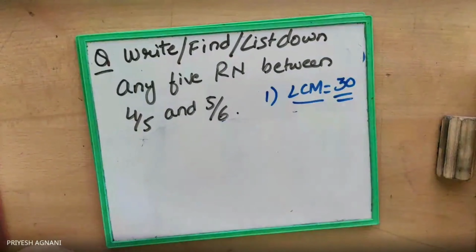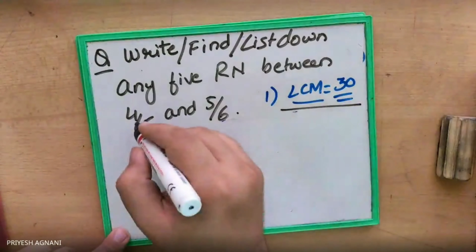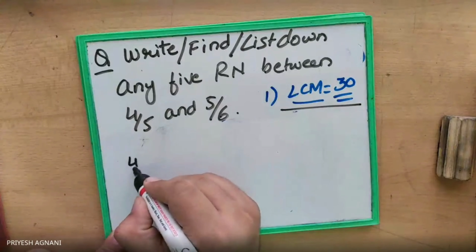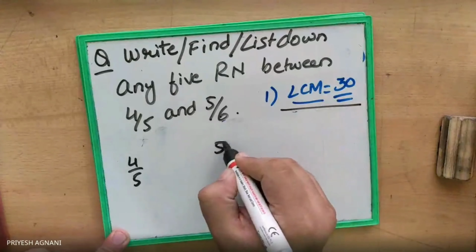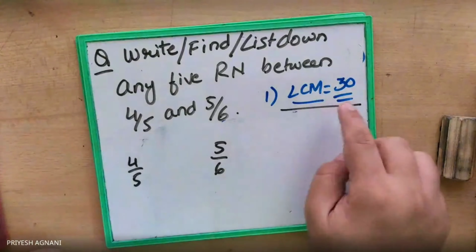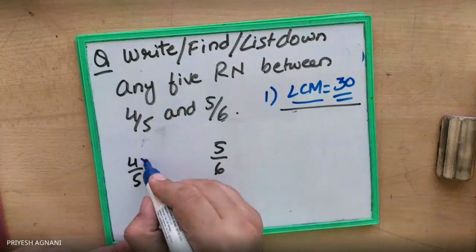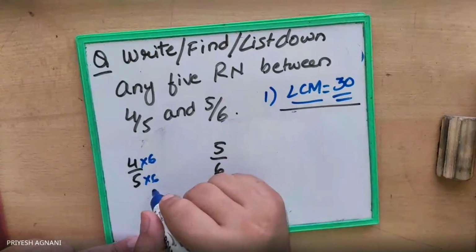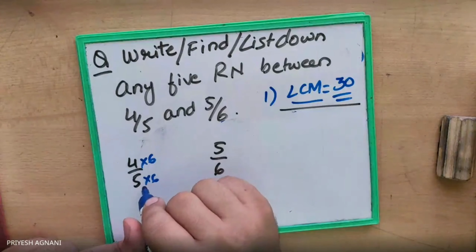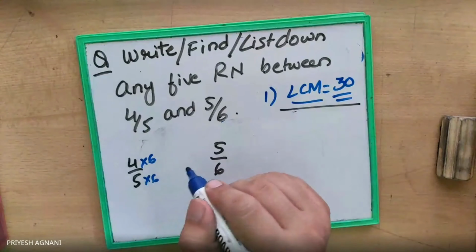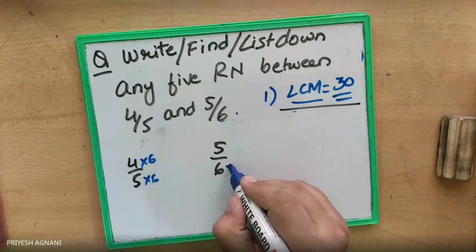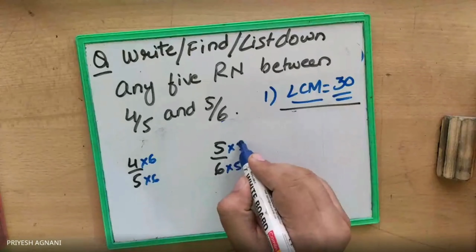Now what you are supposed to do, if LCM is 30, this value becomes 4 upon 5 and 5 upon 6. LCM is 30. Here you have to multiply by 6. Here also you have to multiply by 6 because whatever you multiply with the denominator, you have to multiply with the numerator. Now you multiply here with 5. Here also you multiply by 5.